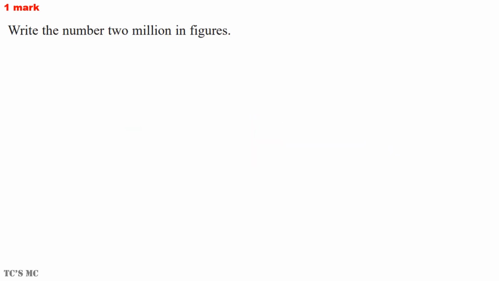Write the number 2 million in figures. So this is checking to see whether you understand place value. 2 million would be 2 followed by 6 zeros. It's worth grouping them in threes so you know you've got the right number of zeros.